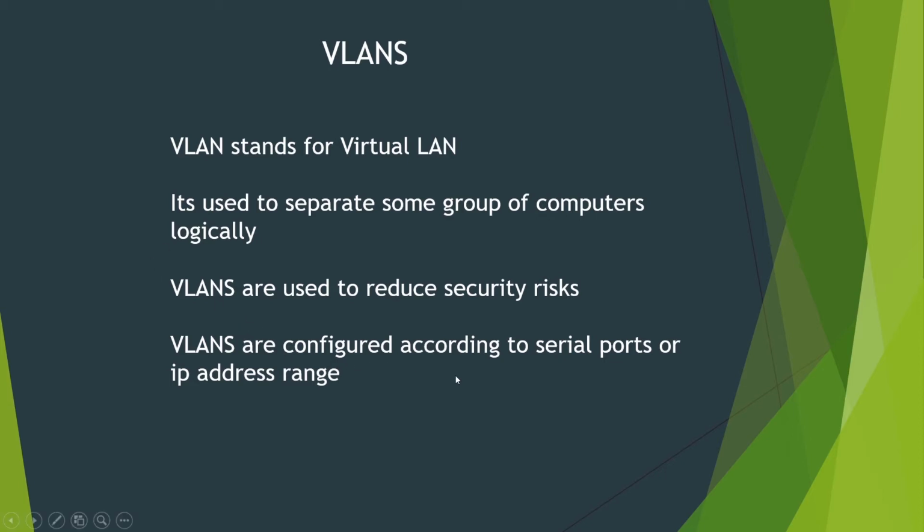And VLANs are configured according to the serial ports or IP address range. These VLANs are configured in the switch, and the switch contains ports, right? The physical ports. If there are, say, 24 ports, you can set up the first 12 ports as one VLAN, and the remaining ports as another VLAN. Or we can even specify the address range of particular computers to be part of the VLAN.